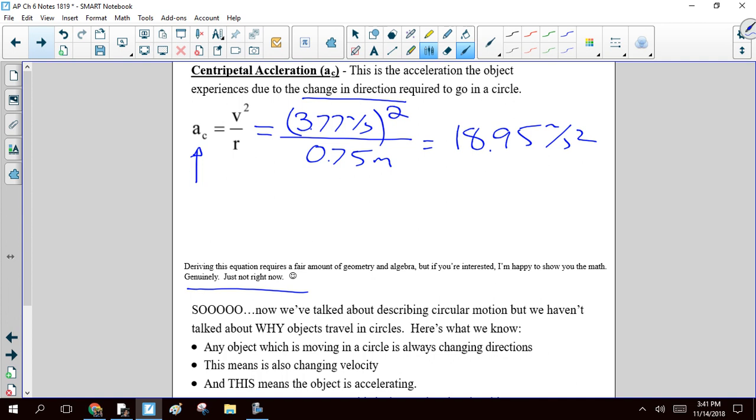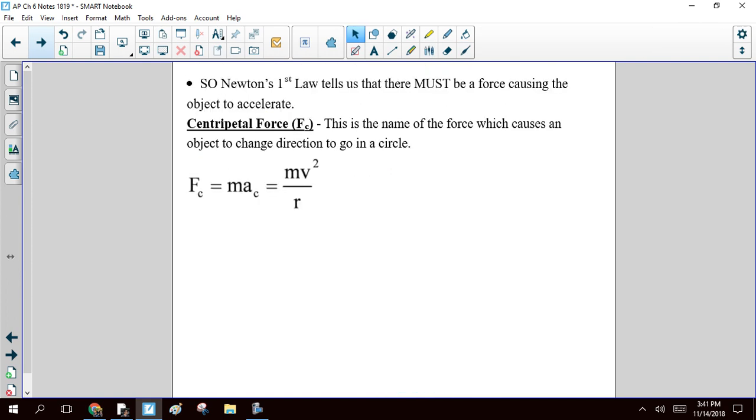So at this point, we've talked about describing the circular motion, but we haven't talked at all about why the object travels in a circle, okay? So, as a reminder, oh, I'm having a tough time today. Any object that's moving in a circle is always changing direction, right? And so that's what results in our change in velocity. That does mean that the object is accelerating, okay? And since the object is accelerating, that means there must be a force causing the object to accelerate, right? There has to be a force causing the direction to change, all right?